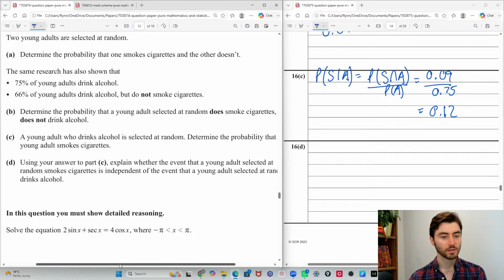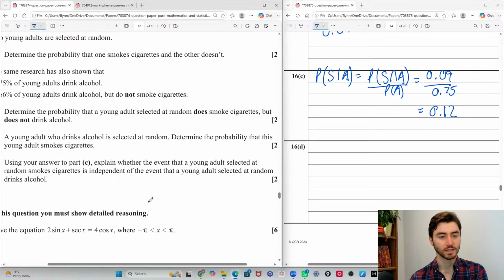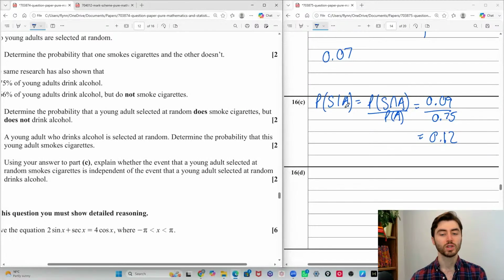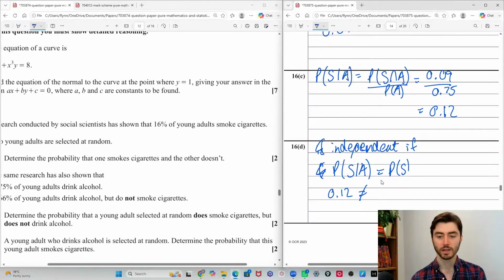Now, D, use your answer to C. Explain whether the event that a young adult selected at random smokes is independent of the event that a young adult drinks alcohol. So if it's independent, it would not matter whether it was given alcohol. The given alcohol would not do that. So in other words, if independent, this is what they're testing here: if the probability of S given A equals the probability of S. Now, 0.12 does not equal 0.16, therefore not independent.